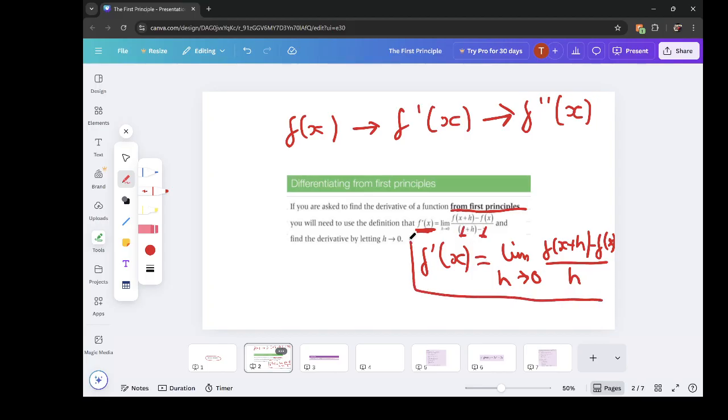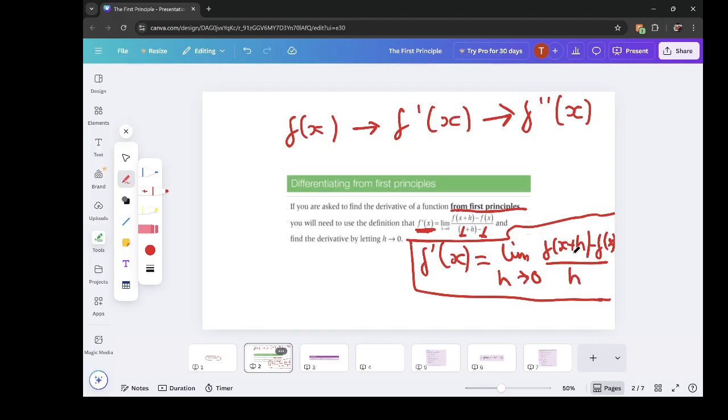So this is what I want you to look at right now. This is your first principle. This is how you do the derivative of the function. As the limit h approaches 0, h has to become 0, you plug in 0, but it doesn't work because 0 cannot be at the bottom.